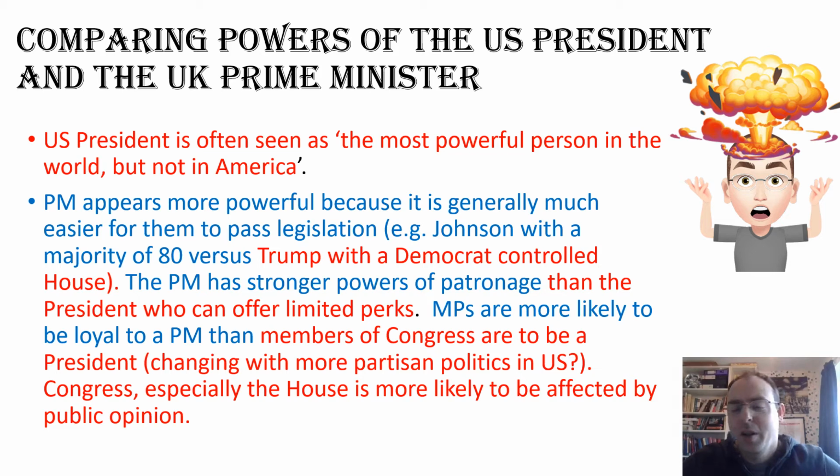So in the UK, it's a lot more direct because of the fusion of powers, because the cabinet and the Prime Minister sit within the House of Commons. Then MPs are more likely to be loyal to the Prime Minister than members of Congress are. There's more that the Prime Minister can do to hinder their political careers. There's more that he can do to help it.